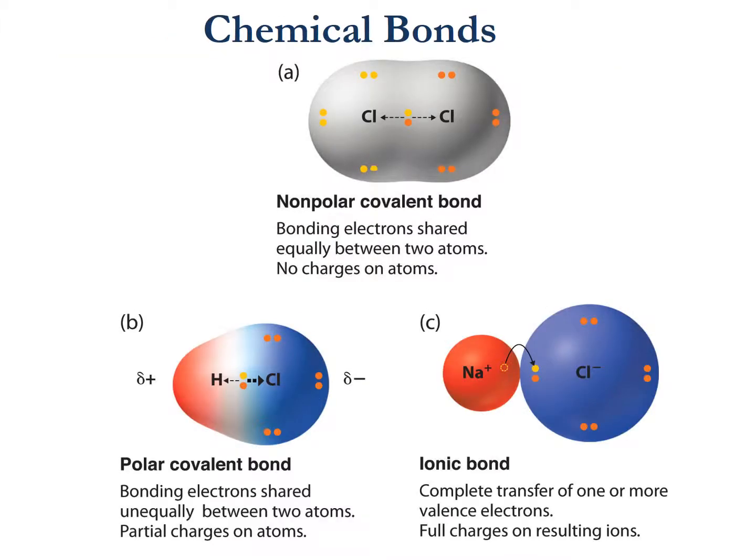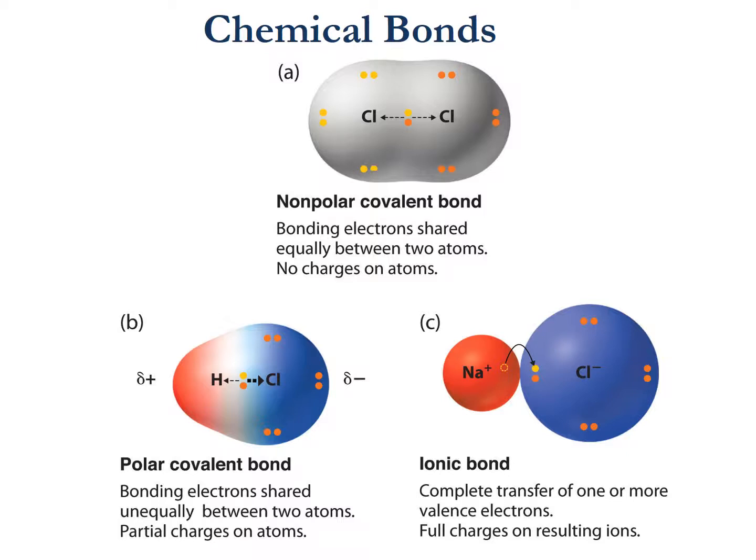Now, there are different types of covalent bonds. There's nonpolar and polar covalent bonds. In nonpolar covalent bonds, the bonding of electrons shared is equal between the two atoms. So there's no charges on the atoms, and it's balanced all the way through. There's no polar ends. However, an example here, as you can see with item B, is going to be hydrogen chloride. This is a polar covalent bond.